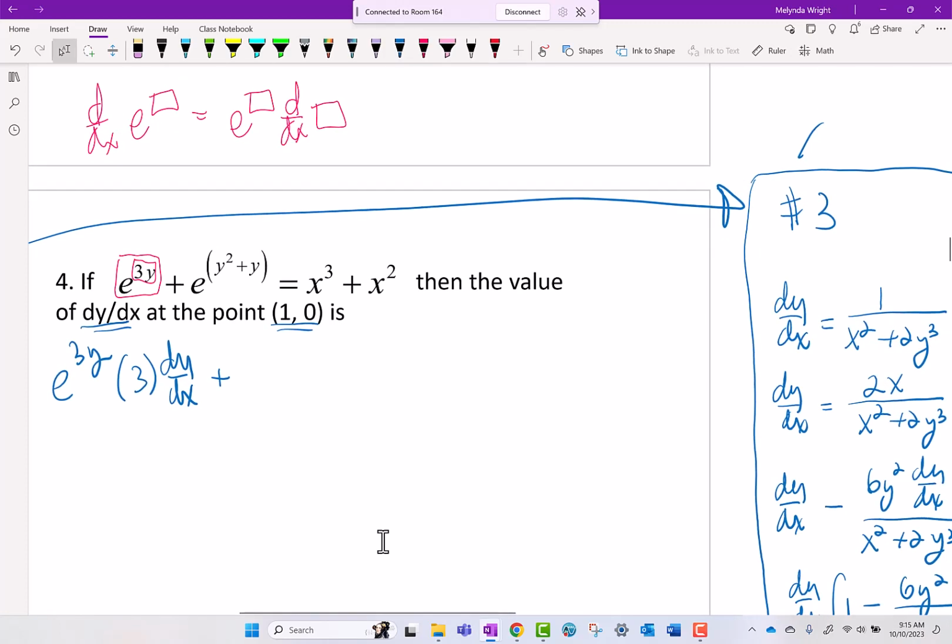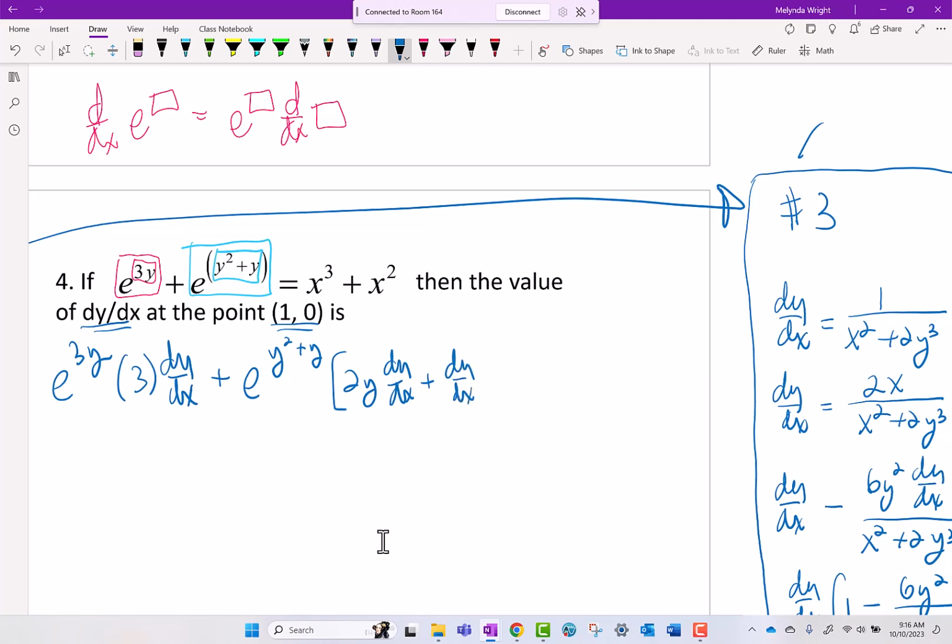So yes, I have another delightful little chain right here. We've got this outside, we've got the inside. The derivative of e to the box is e to the box times the derivative of the box. The derivative of y squared is 2y dy dx. The derivative of y is 1 dy dx, equals. So I'm going to pause there for a second. That's the derivative of that little beast. So the derivative of x cubed is 3x squared, and the derivative of x squared is 2x.